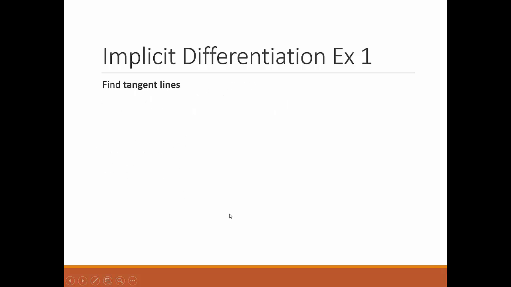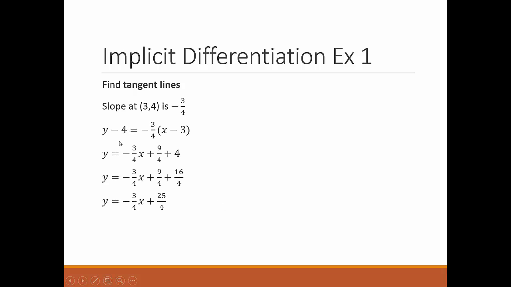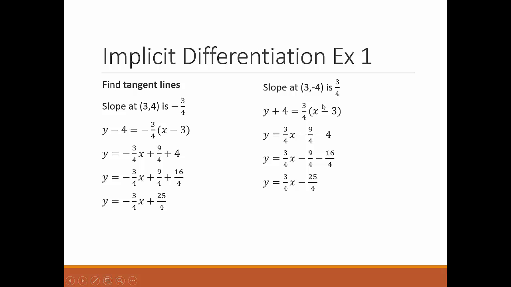Well, let's find the tangent lines. How do you find the tangent lines? Hopefully you've done this enough times that you remember it's y minus y1 equals m times x minus x1. So I'll do it for the first point, the 3, 4. I'll also do it for the other point, 3, -4. So both of these are just my y minus y1 equals m times x minus x1.